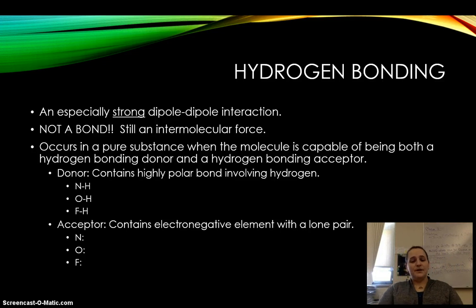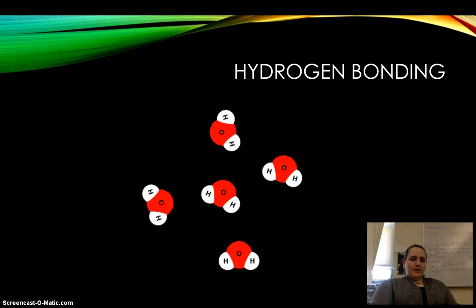To be an acceptor, you just need an electronegative element with a lone pair. So a nitrogen, an oxygen, or a fluorine with a lone pair of electrons on it. So if both of those conditions are met, then something can hydrogen bond with another molecule of itself. If only one of those conditions is met, then that molecule could hydrogen bond with a different compound, but not with itself. So hydrogen bonding is typically discussed in the context of water.